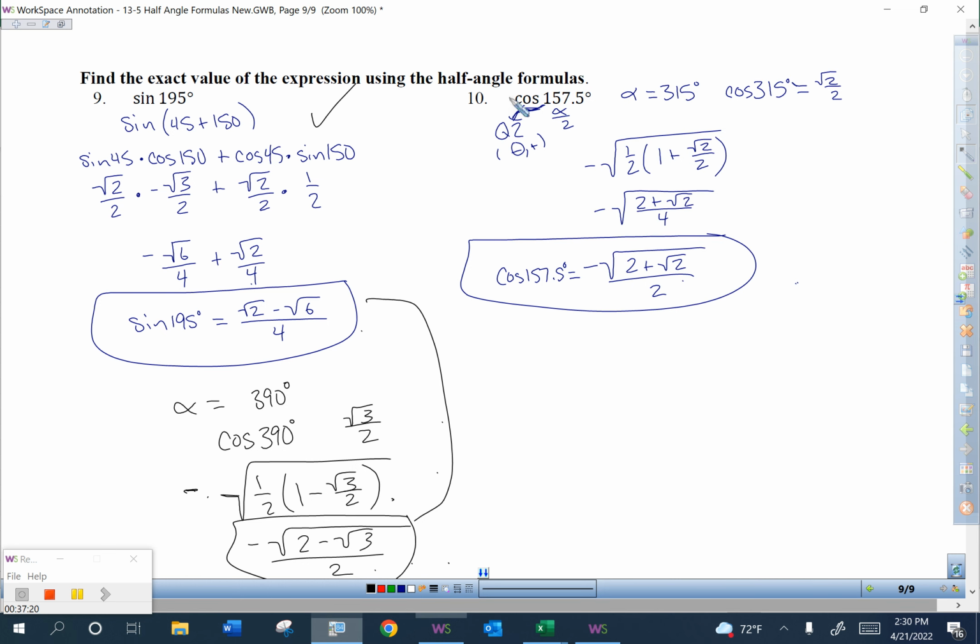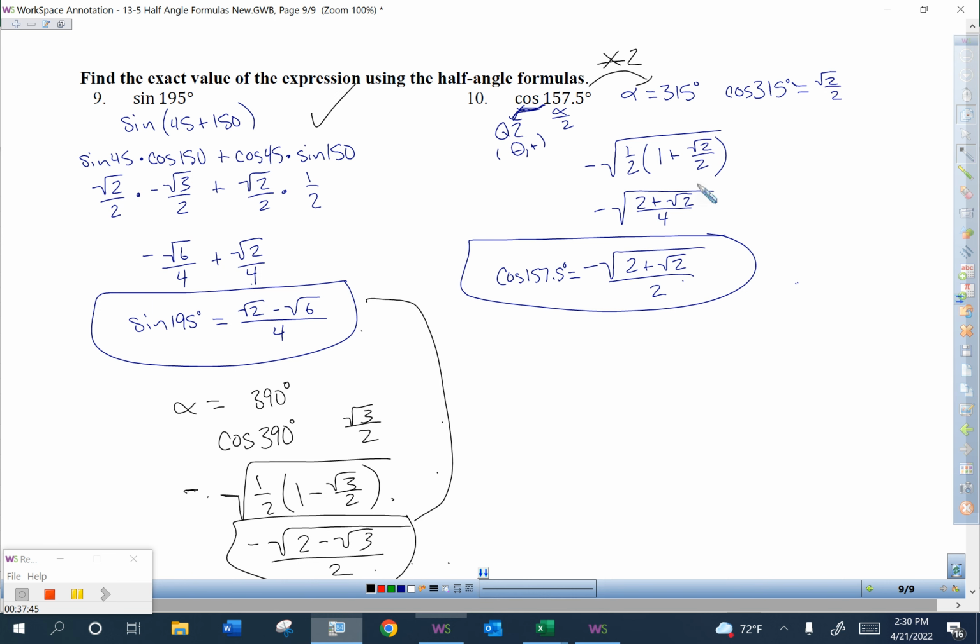Okay, on number 10 you had to do that. Okay, so remember this number tells us our signs. Okay, this is in quadrant 2. Cosine is negative in quadrant 2. Okay, we're using the negative part of that ordered pair. And then we need alpha for the formula. So we just times that by 2. And then take the cosine. You can throw it in your calculator if you want.